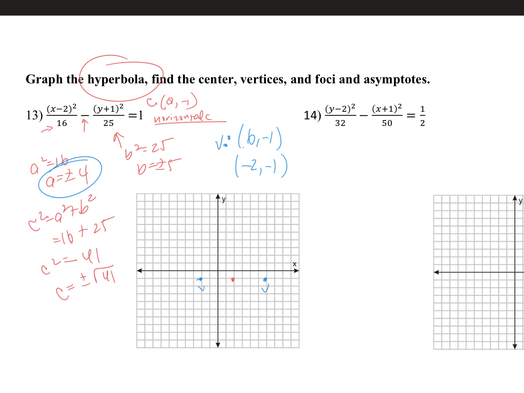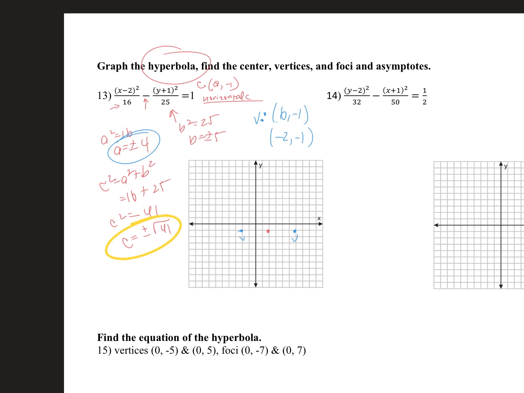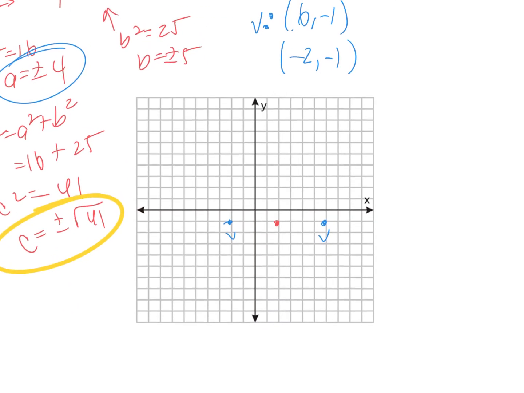Okay, so here's my 2 vertices. Can I find my foci? Yes, I can add and subtract positive root 41 and negative root 41. Do I know exactly where that is? No, but I can say it's going to be somewhere on this left-hand side, out here, and somewhere out here, because I know my branches open towards the foci and they go through the vertices. And I know this is a horizontal, so it's going to open left and right.